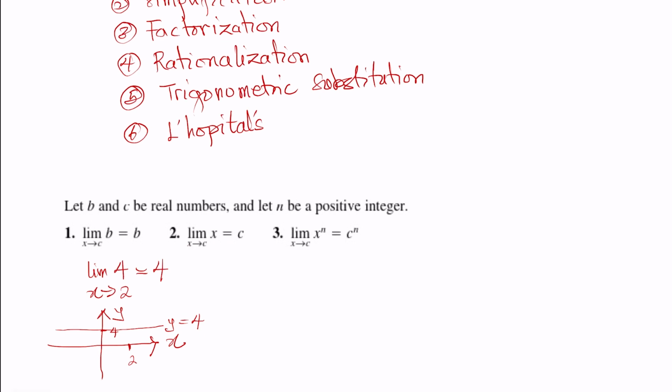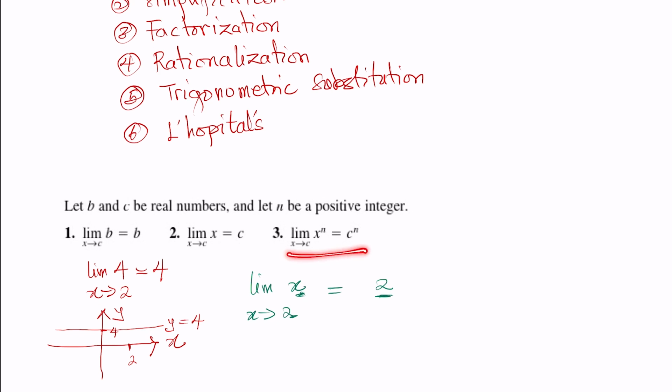So this is a typical example of direct substitution. So we want to find the limit of x as x approaches 2. In this case, all you have to do is direct substitution. You substitute 2 wherever you see x, and that gives you 2.